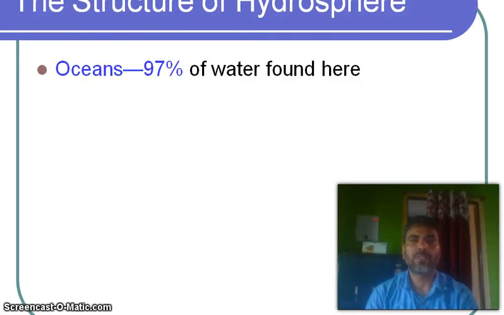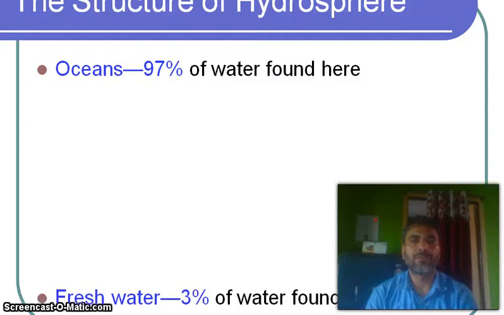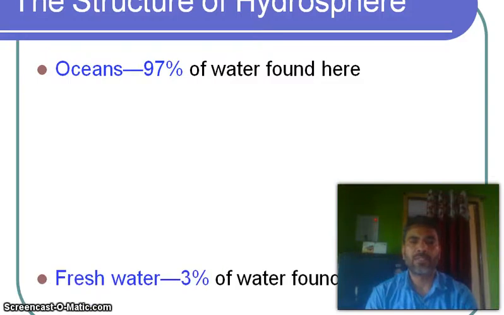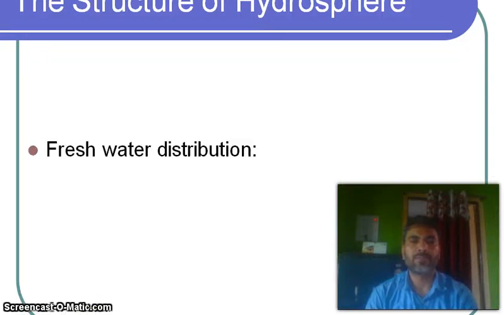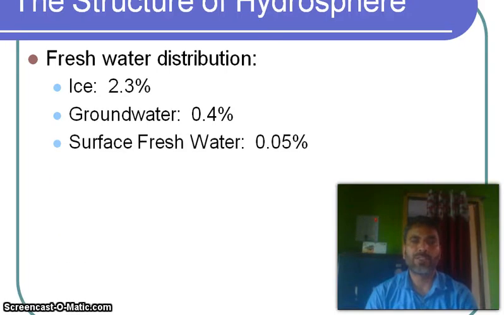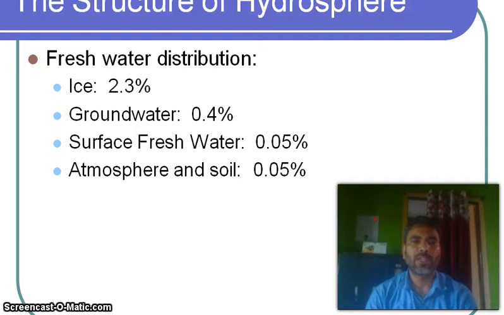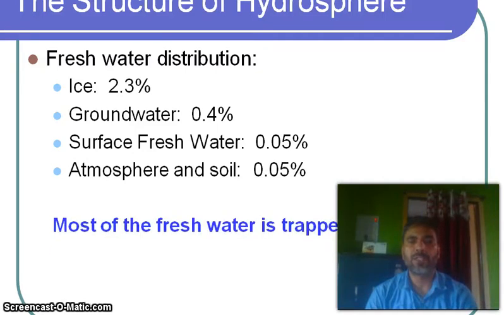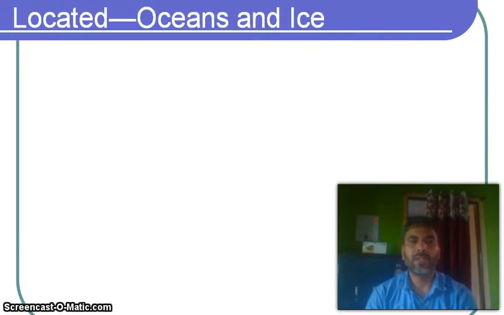Oceans, 97% of water found here. Fresh water, 3% of water found here. Fresh water distribution: ice 2.3%, groundwater 0.4%, surface fresh water 0.05%, atmosphere and soil 0.05%. Most of the fresh water is trapped in ice. Understanding where your water is located: oceans and ice.